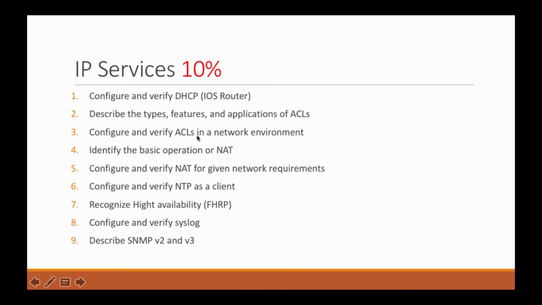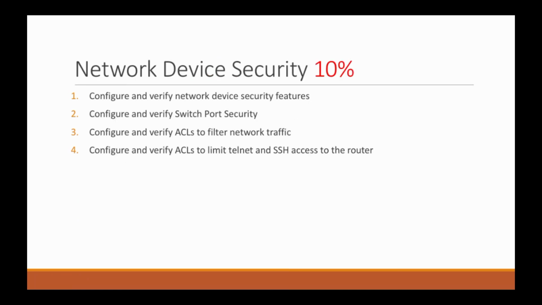Configure and verify ACLs on a network environment. Identify basic operation of NAT. Configure and verify NAT for given network requirements. The same for NTP as a client. Recognize high availability, FHRP. Configure and verify syslog, and describe SNMP v2 and v3 and the differences between them.